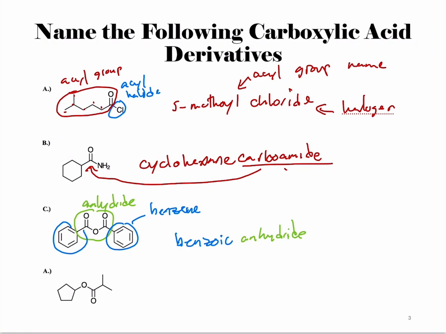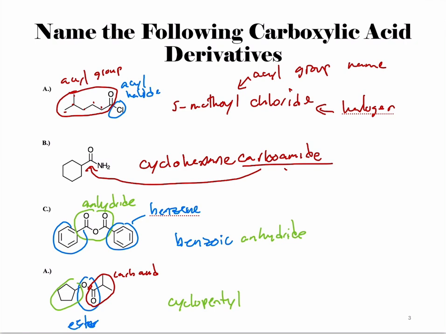In this last case, we have an ester functional group. Right, this is an ester. And we know we have to name the alcohol side of the ester first, and then we name the carboxylic acid side. So first we have to identify this. We see here's the C double bond O, so this is the carboxylic acid side. And then the other side would be considered the alcohol side. So first we're going to name the alcohol side, and that's going to be cyclopentyl.